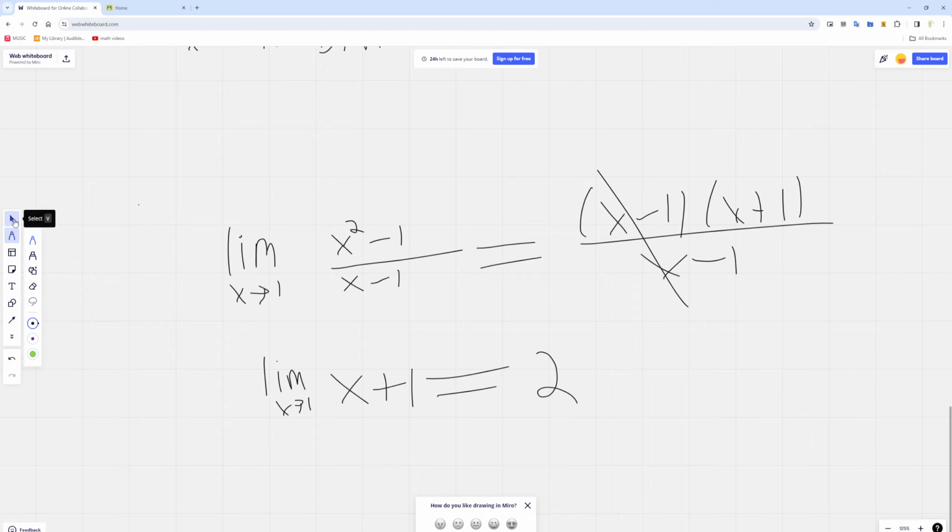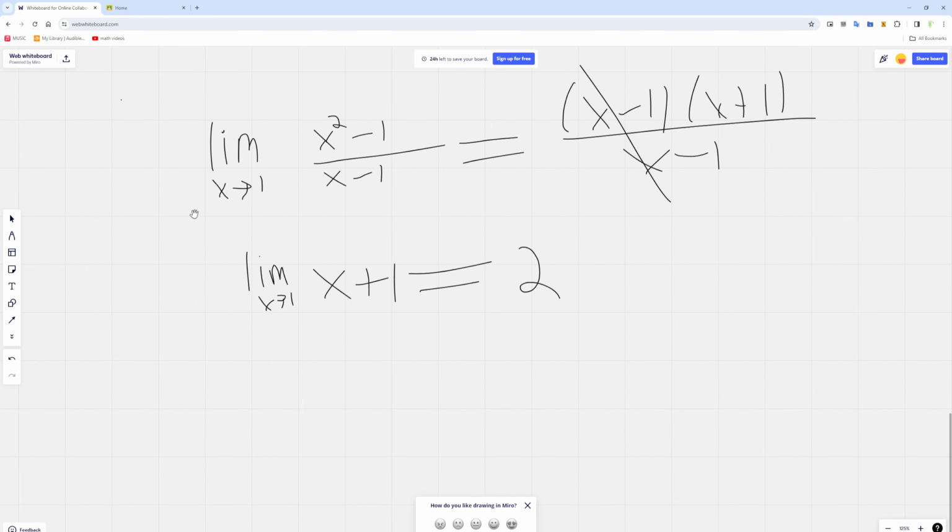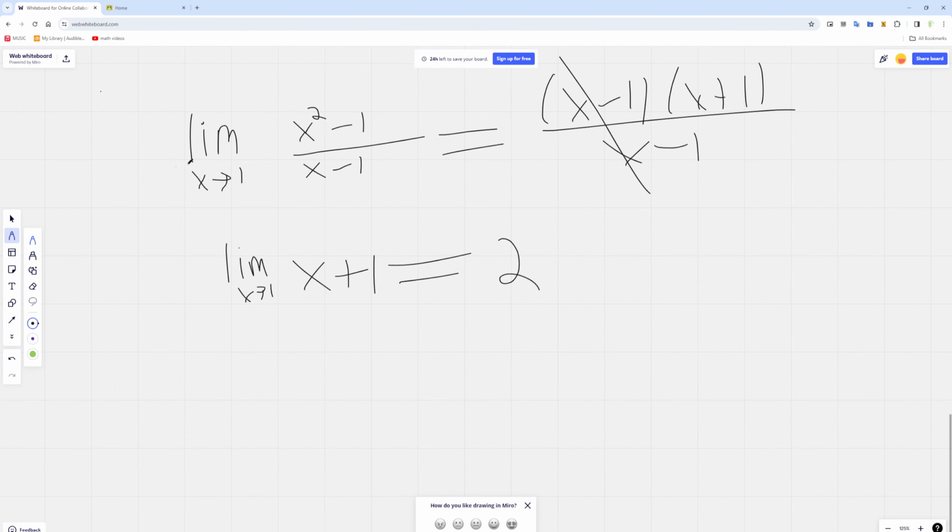That's really cool. And what's interesting is what we just saw was we had a function that was undefined at some point, and we wanted to see, okay, well, if it was defined at x equals 1, what would the value be? And in this case, it would be 2.